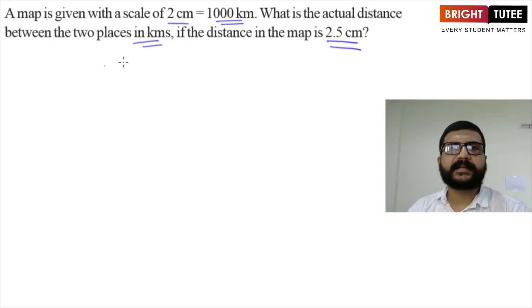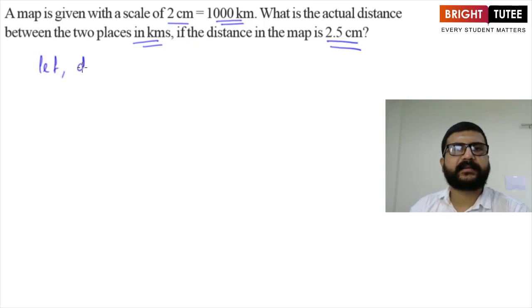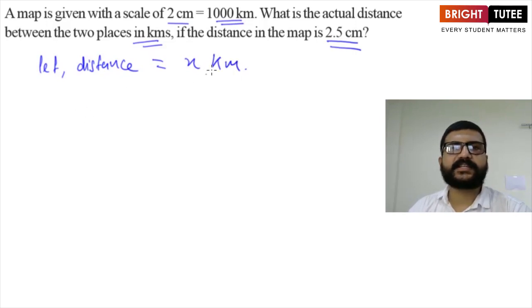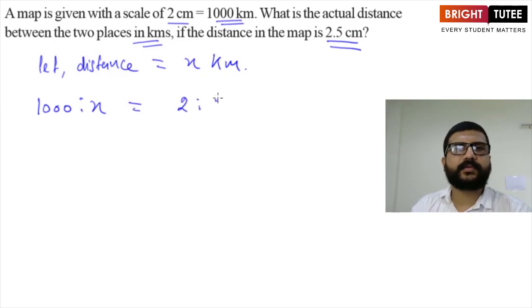So first let's assume that the distance is x kilometers. So let distance be equal to x kilometers. Now which ratios do we have to keep equal? We can keep the ratio of 1000 is to x equal to 2 is to 2.5.